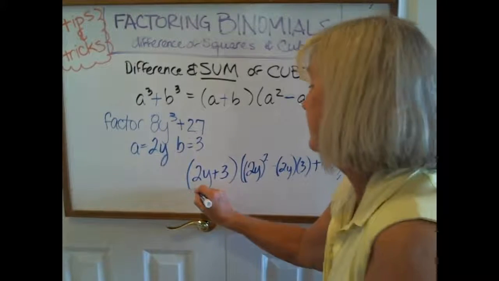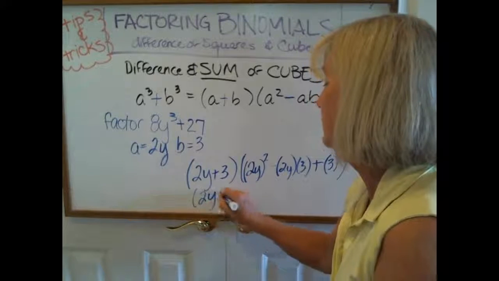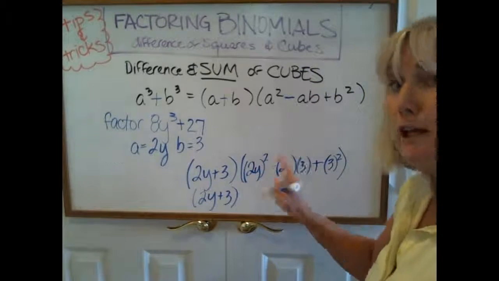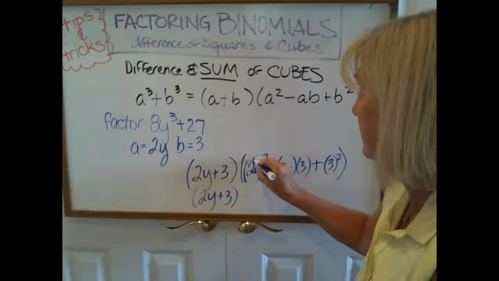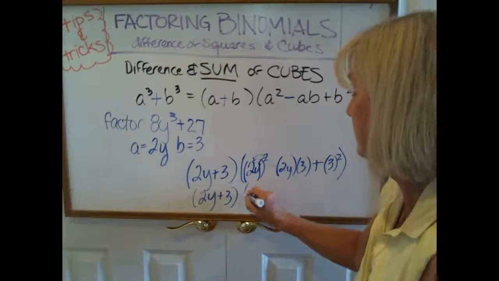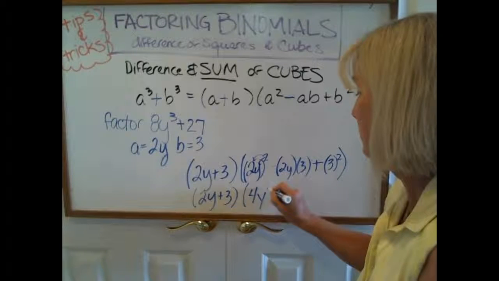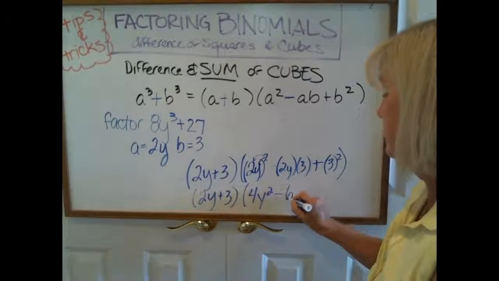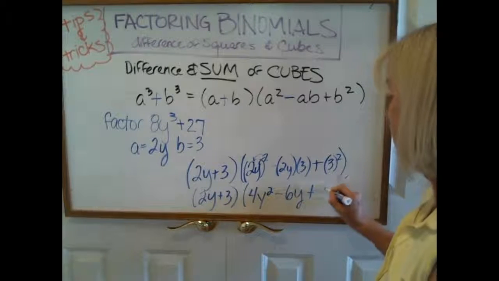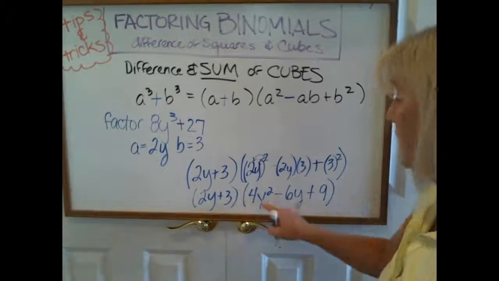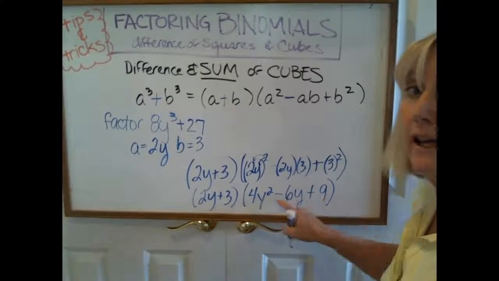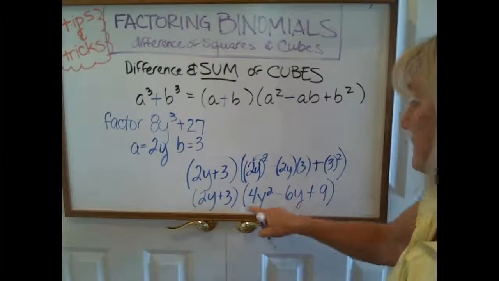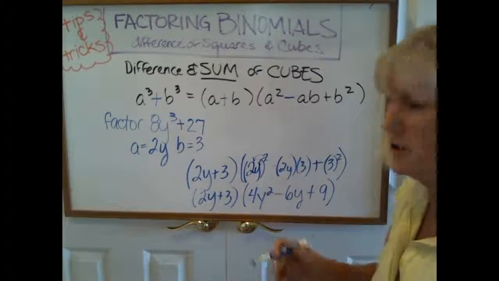Now I need to simplify this. So it's going to be 2y plus 3. That's as far as we can go with this. 2y squared, be careful here. This squared applies to the 2 and to the y. So that's going to be 4y squared, minus 2 times 3 is 6y, plus 9. Now, even though this looks like it can be factored, this term cannot be factored. So don't waste your time.